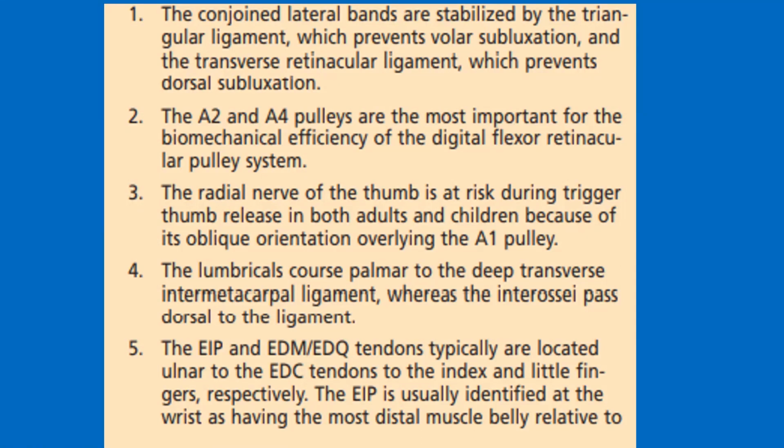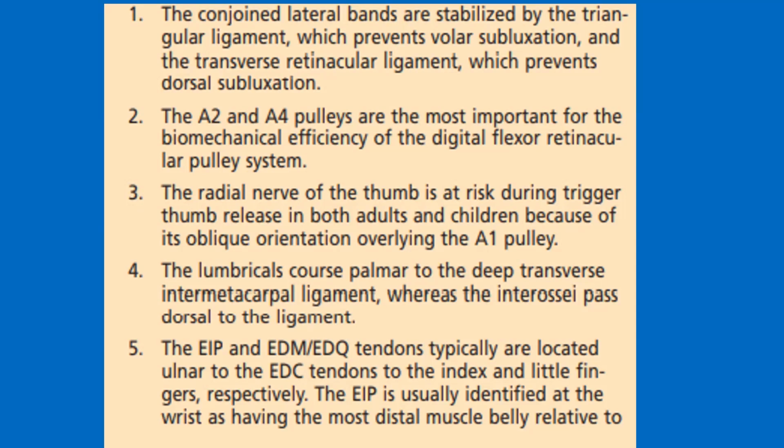You have the A1, A2, A3, but these are the two most important pulleys, which form a tunnel in which the flexor tendon to the finger passes. If you cut these pulleys, you will end up having bowstringing of the tendon. We try to avoid cutting these when we're doing surgery on the tendons. Be very careful about this.